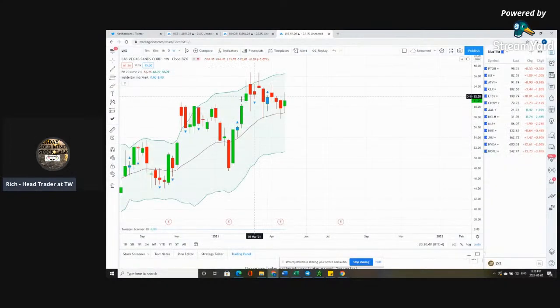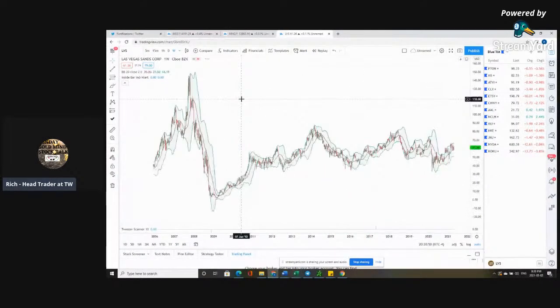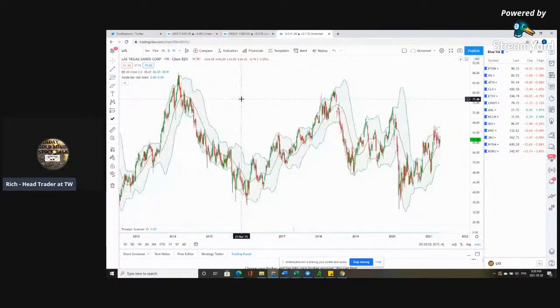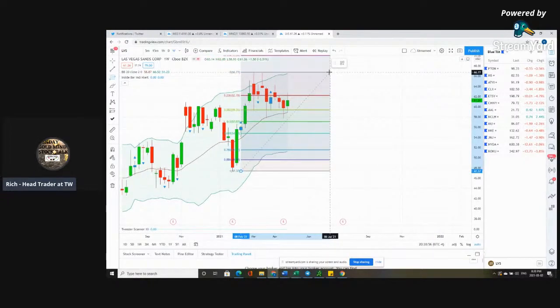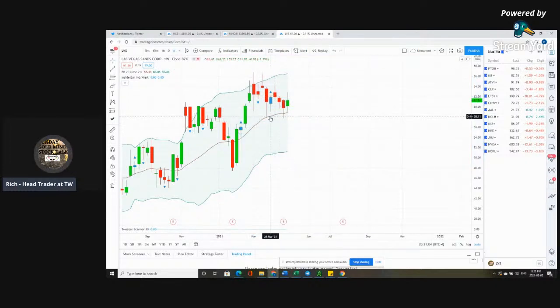LVS, Las Vegas Sands. Right, so again, another Fibonacci scenario here. We take it from the low to the high. Boom, we're hugging close to the 50 here. So you can see there were a lot of buyers around 57.80, right? So that has to hold for the bulls to continue this momentum higher.